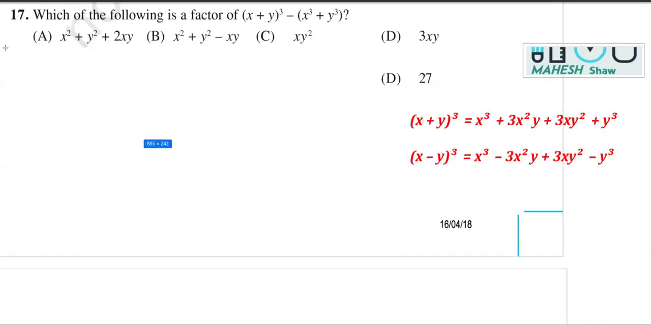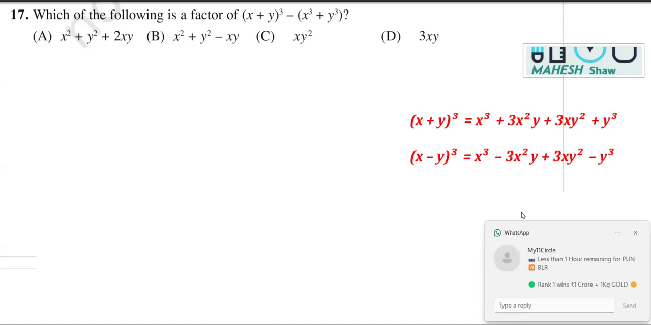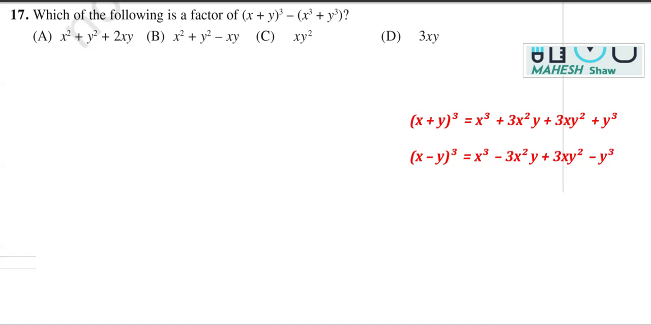Next is question number 17. Question number 17 is based on the identity. I've already written the identity. Now we can see that we can write x plus y whole cube as this and x minus y whole cube as this. Now we have to find the factors of this. So definitely first we will expand it and then we'll factorize it. So now I can write x plus y whole cube as this. That means, let me first write down the question. This is x plus y whole cube minus, this is x cube plus y cube.